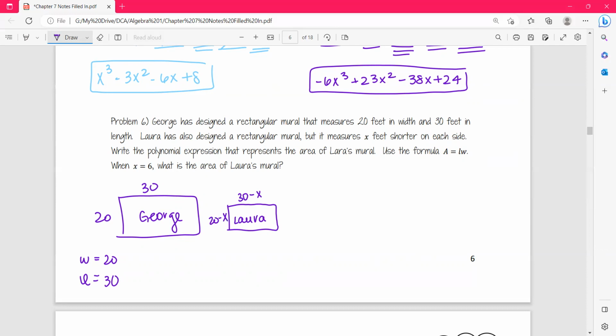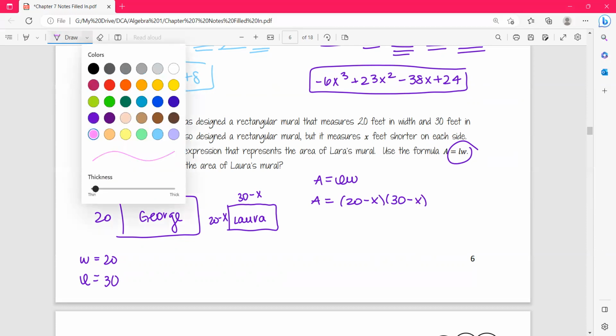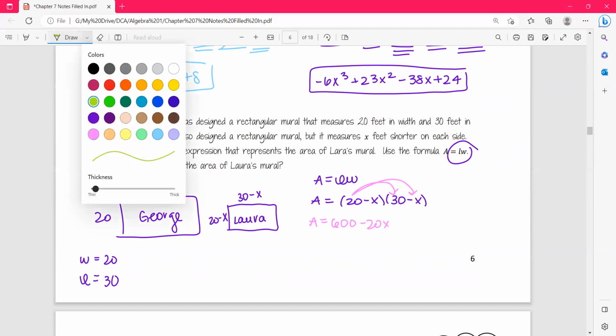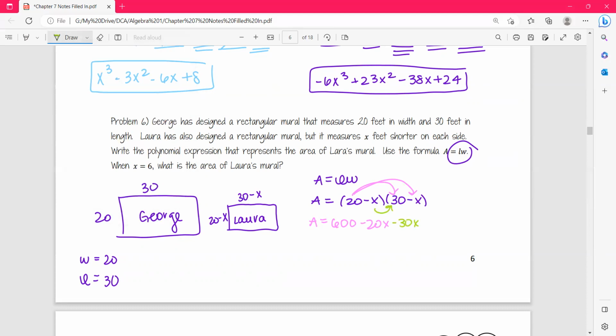Write a polynomial expression that represents the area of Laura's wall. Here's our equation. So area equals length times width. So area equals 20 minus x times 30 minus x. And it doesn't matter the order you do there. And then what we need to do is simplify this equation. So we're going to do some distributing, some foiling. So area equals 20 times 30 is 600. 20 times negative x is negative 20x. Then we're going to distribute the negative x to everything. Negative x times 30 is negative 30x. Negative x times negative x is a positive x squared.